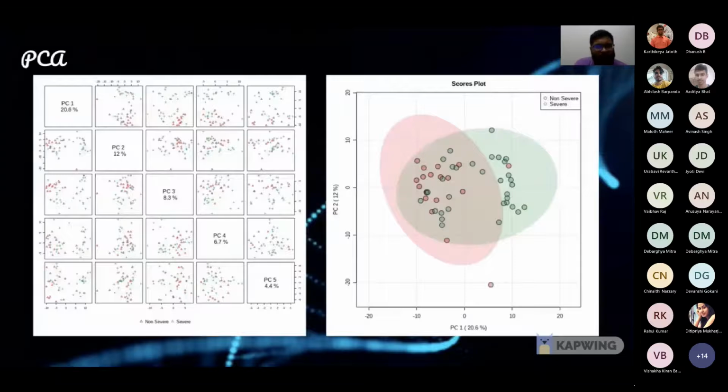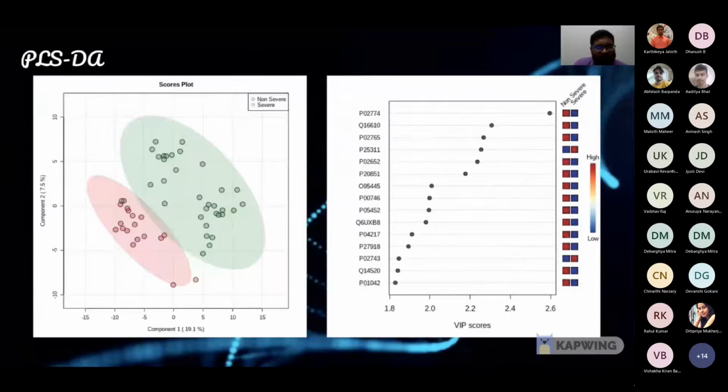PCA. The PCA graphs are as shown below. For the principal components, 20.6, 12, 8.3, 6.7, 4.4 are the values. As you can see in the scores plot, PC1 versus PC2, there is only one protein which is not in the range of the plot.